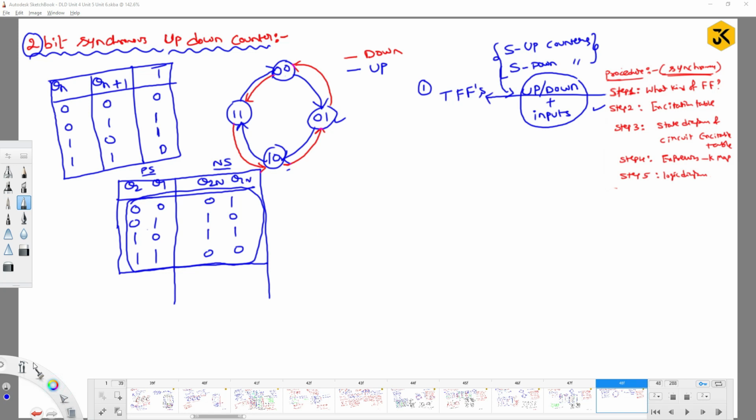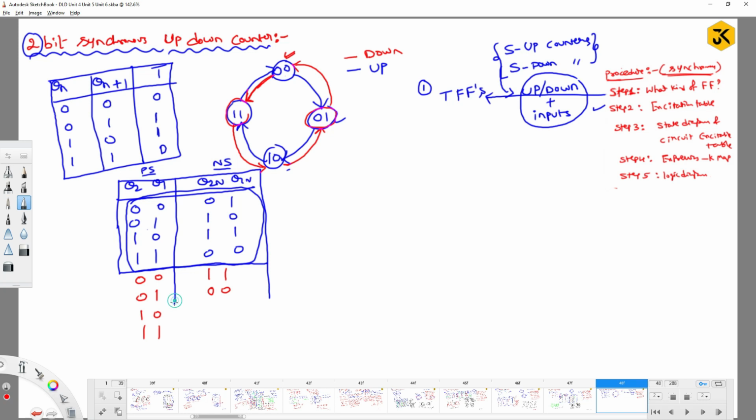Now I will write down the down counter values. The down counter possibilities are 0 0, 0 1, 1 0, 1 1. If the present state is 0 0, what will be the next state? 1 1. If the present state is 0 1, what might be the next state? See, if the present state is 0 0, what might be the next state in the down counter, in red color? That is 1 1, which is what I have written. If the present state is 0 1, what might be the next state in red color? 0 0.